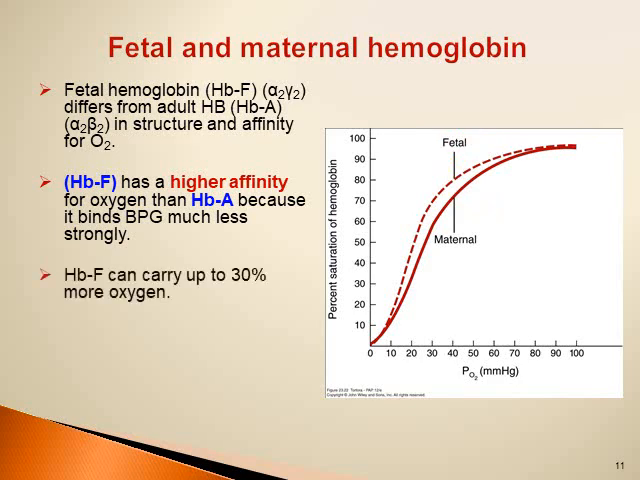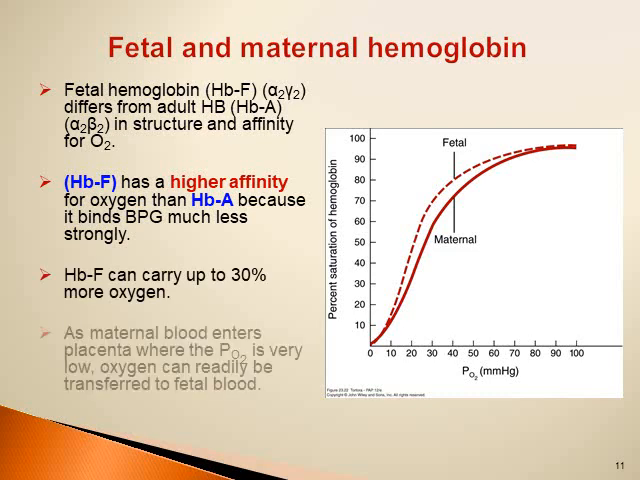Hemoglobin F can carry up to 30% more oxygen compared to hemoglobin A. As maternal blood enters the placenta, where the partial pressure of oxygen is very low, oxygen can easily be transferred to the fetal blood, and this is helped by the high affinity of hemoglobin F to oxygen.